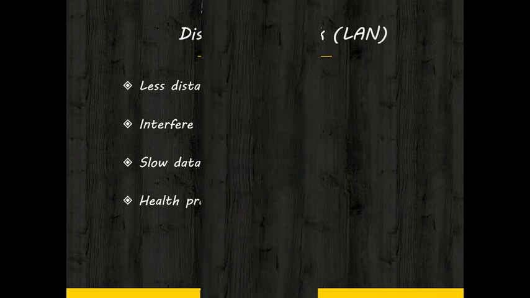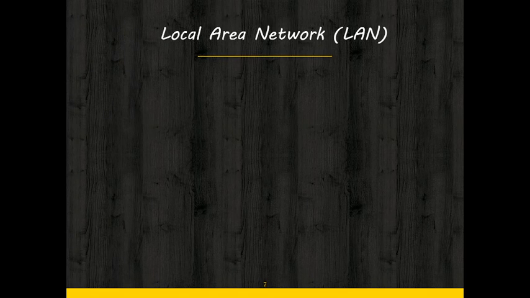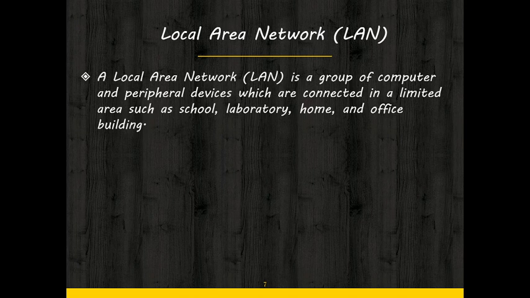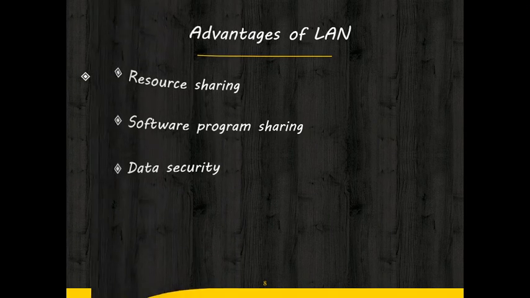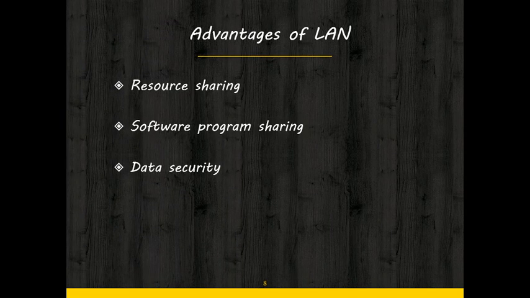Okay, next we will see a LAN, which is an acronym for local area network. A LAN is a group of computers and network devices that are connected in a limited area, such as school, labs, home, office buildings, and so on. Okay, and it is a widely useful network for sharing resources like files, printers, games, etc. A LAN is capable of transferring data at a very fast rate, so data transfer speed over a LAN can reach up to 1000 Mbps. Okay, now we will see some advantages of LAN.